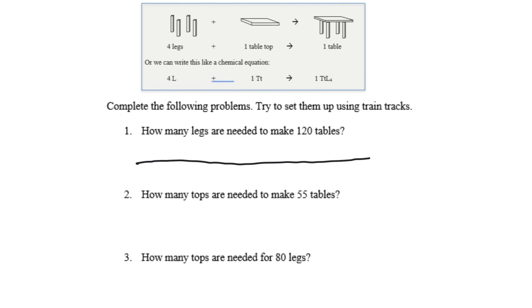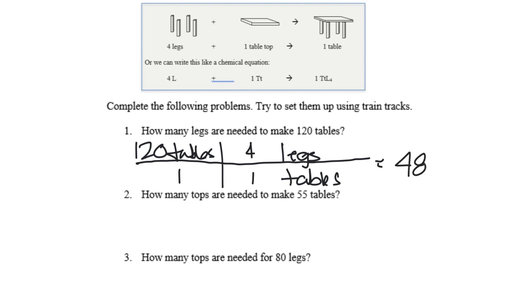So if we think back to our original train track steps, first you're going to start with the number and unit given in the problem. So we have 120 tables. We put it over 1 and we draw our line. Now remember, the unit tables comes down and the unit I want to get to goes to the top. So legs goes to the top. Well, then the numbers that I fill in are the numbers next to legs and tables in the balanced reaction. So I have 1 table requires 4 legs. So I'm going to need 480 legs.